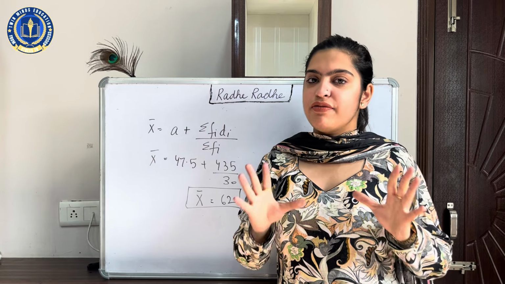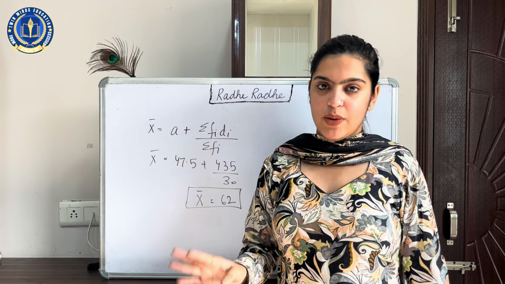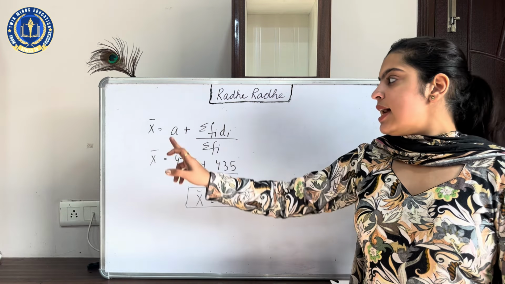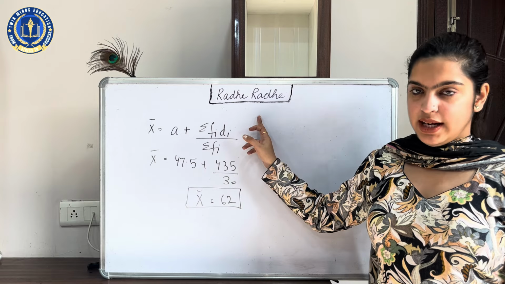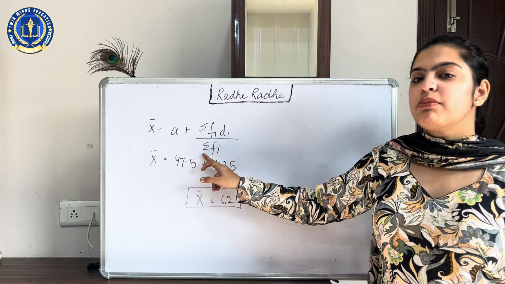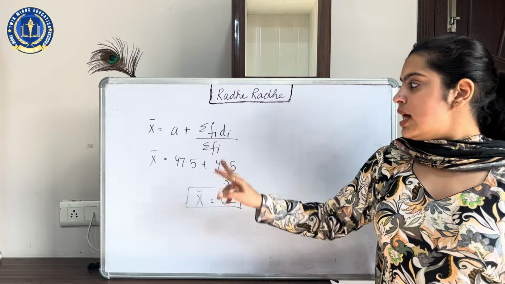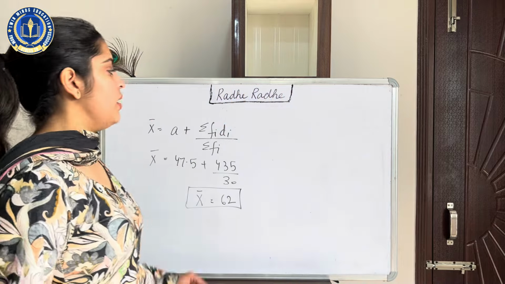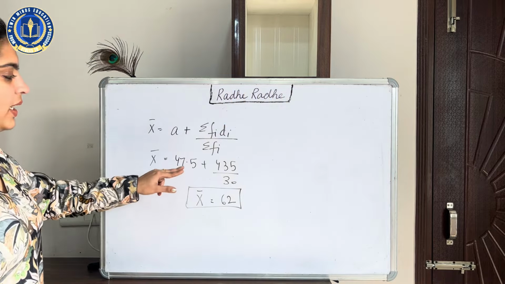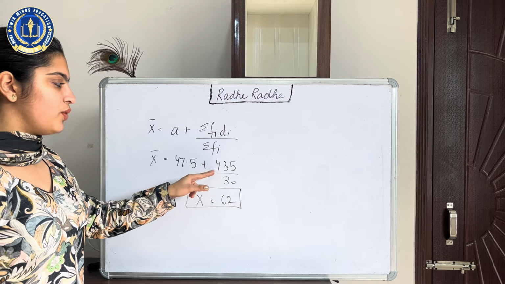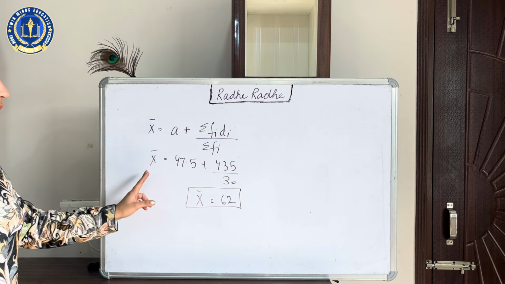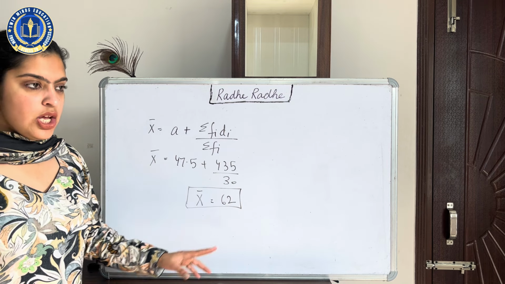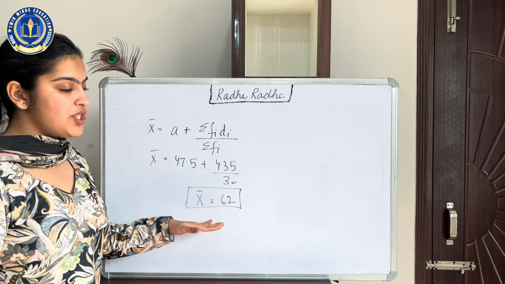So now we'll be applying the final formula, and that's the last step of our question, that is x bar, which means mean. The formula for assumed mean is assumed mean plus sigma fi di divided by sigma fi. Sigma means total of fi, that is frequency. These two columns we have calculated in the question itself. Now coming to the numbers, our assumed mean was 47.5, sigma fi di was 435 and sigma fi was 30. When I do the complete calculation, my answer will sum up to 62. So now our question is complete.